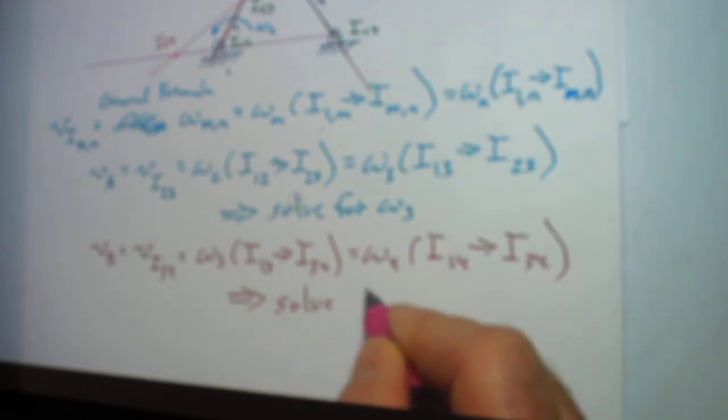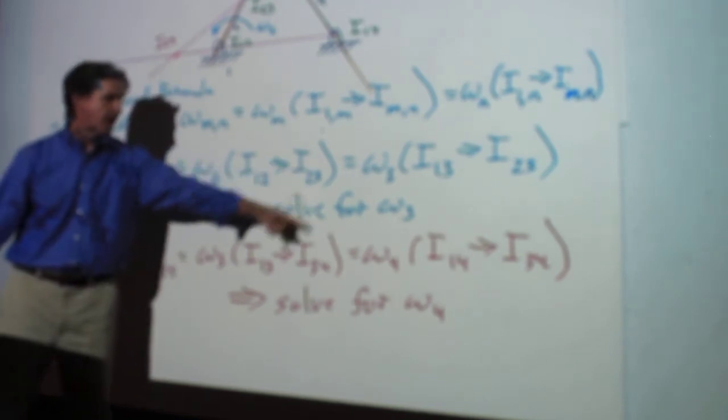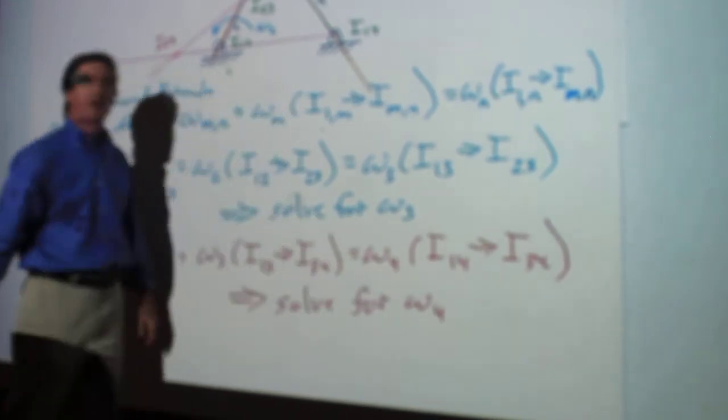So let's go find the velocity of B. That equals the velocity of I34, which equals omega 3, I13 to I34, which equals omega 4, I14 to I34. And then this allows you to solve for the magnitude of omega 4. Because you get omega 3 from this part, you measure 13 to 34, you measure from here to here, you measure from here to here, and then you solve for omega 4.